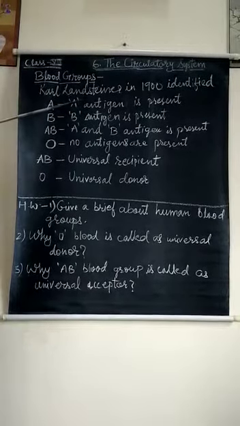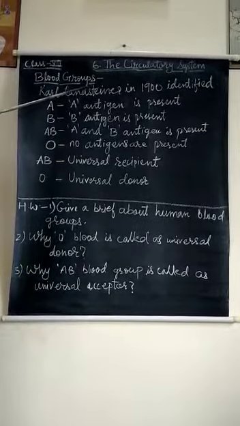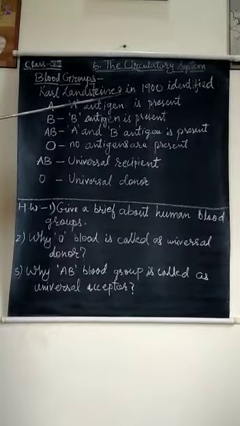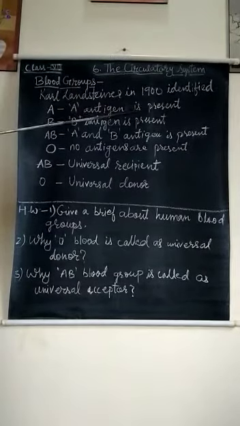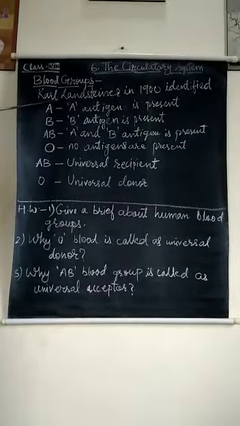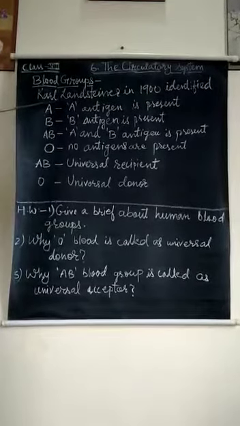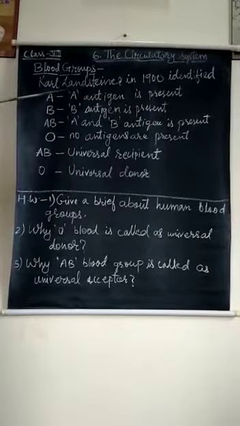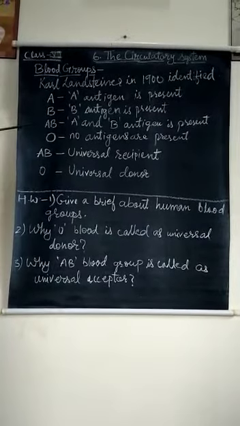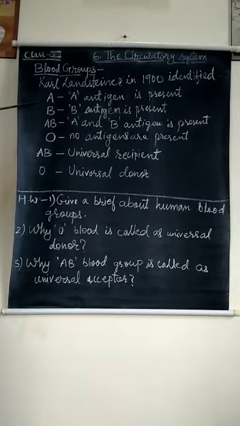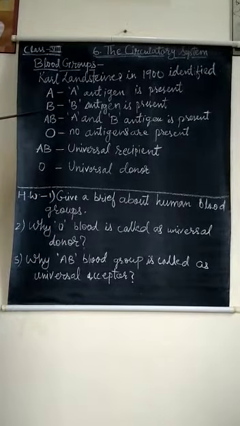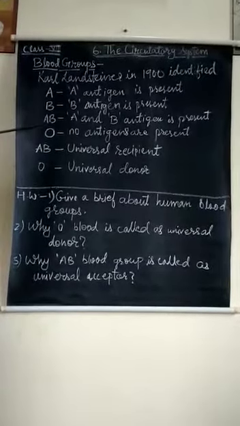Carl Landsteiner was the first person who identified human blood groups in 1900. And these blood groups are differentiated by the presence of a protein that is called as antigen. According to Carl Landsteiner, in human beings, 4 blood groups are mainly present based on the presence of antigens. That is blood group A, blood group B, blood group AB and blood group O.